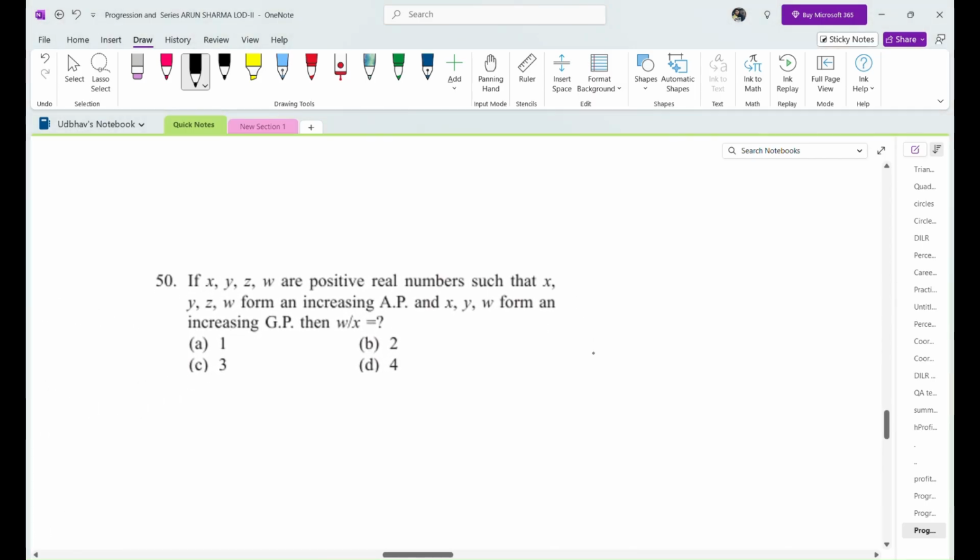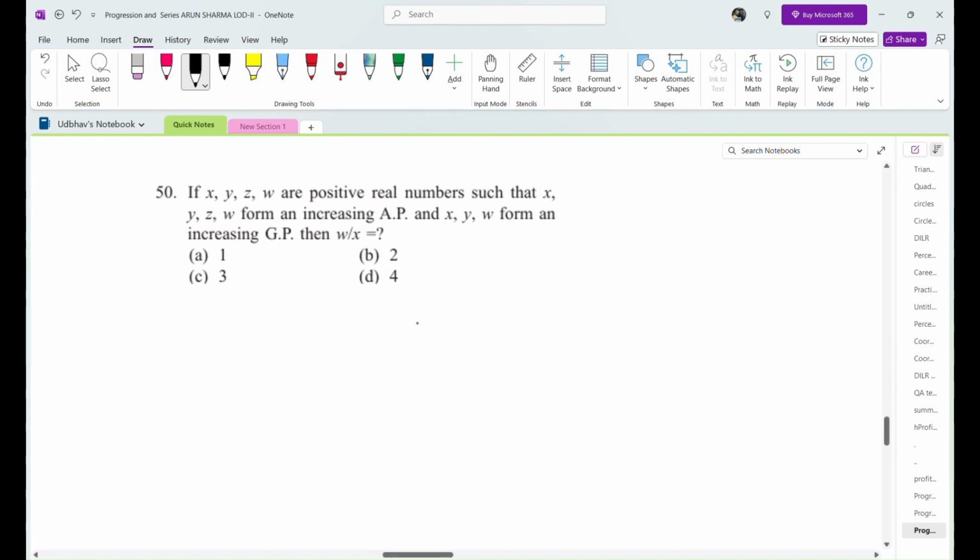If x, y, z, w are positive real numbers such that x, y, z, w form an increasing AP and x, y, w form an increasing GP, then that is y square equals x into w, and x, y, z and w form an AP, so y minus x equals w minus z. We want w upon x.